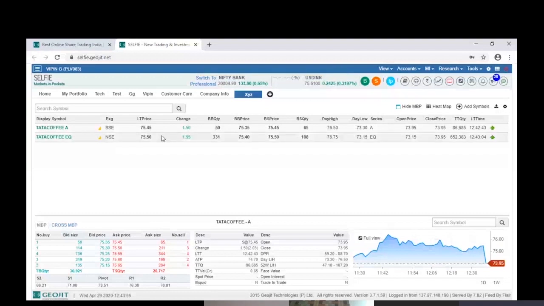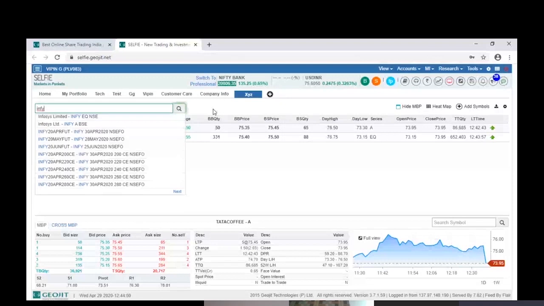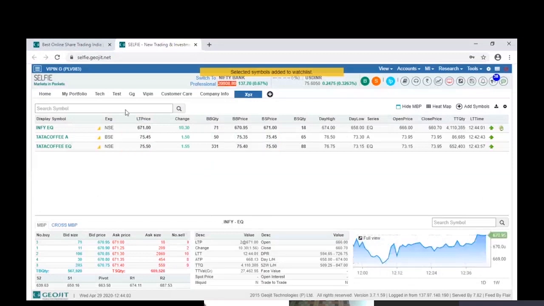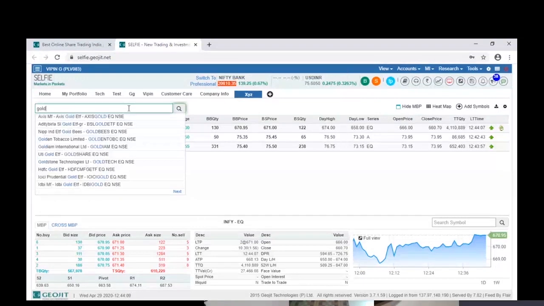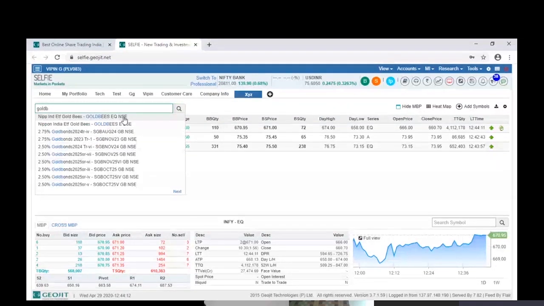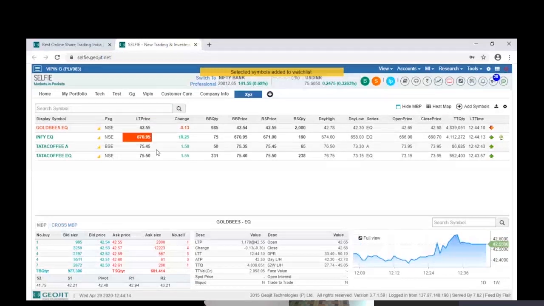I can add any other shares, say Infosys. So Infosys. Now, if I want to add an ETF like Gold Bees or anything like that, add it. So this is the way in which we can add shares to the market watch. Once you add it, please ensure that you save this. There is a save workspace option available on the top of the screen. Just click on the save workspace, wherein this will be saved permanently.